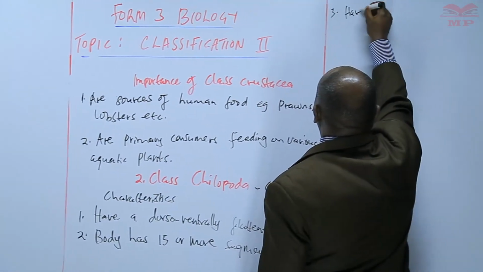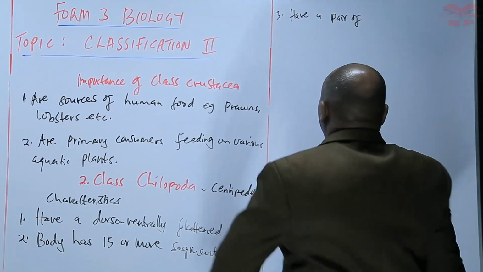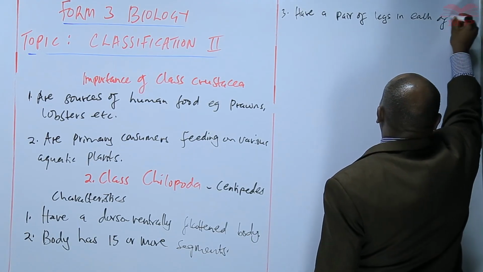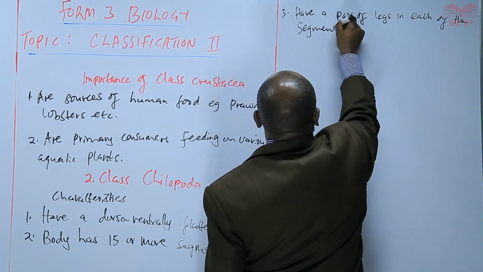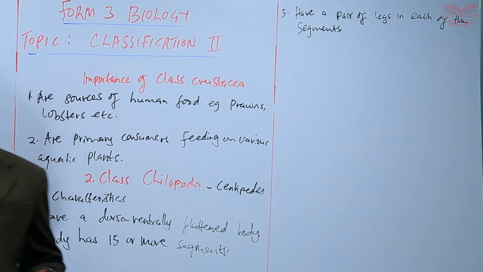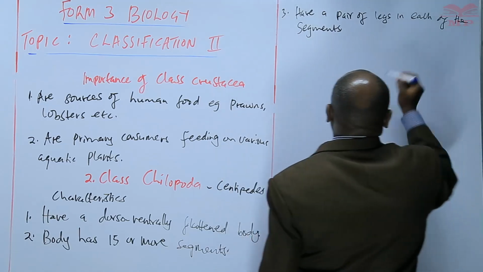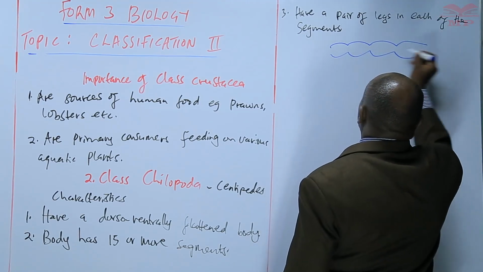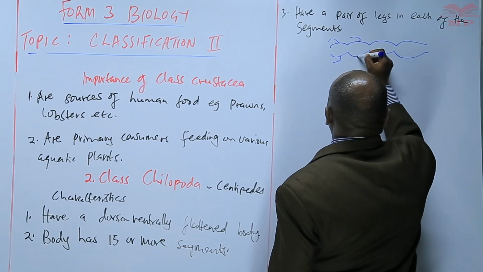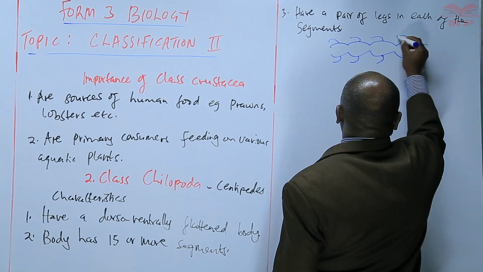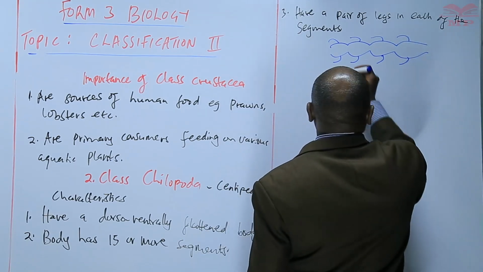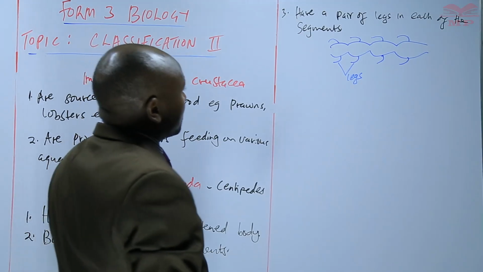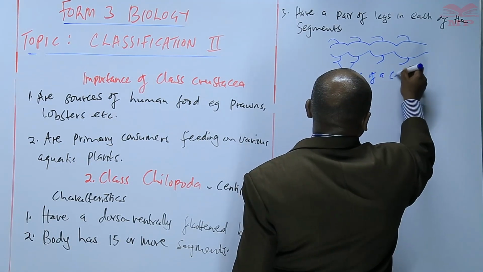Number 3, they have a pair of legs in each of the segments. So each of the segments of a centipede has a pair of legs. So if, for example, we have these as the segments, in every segment there is a pair. So these are the legs of a centipede.